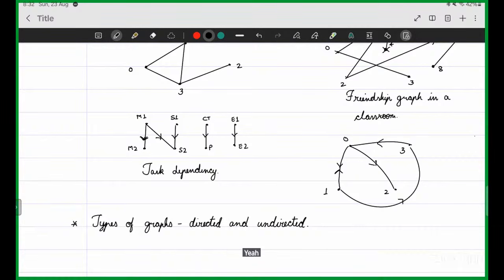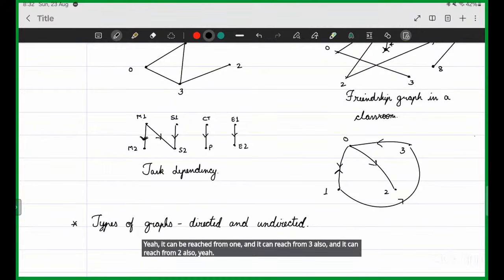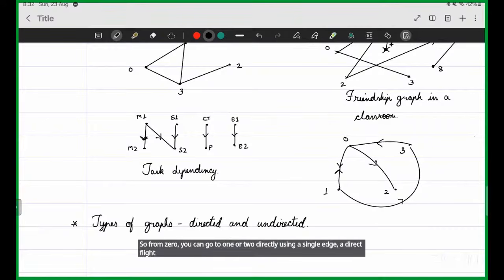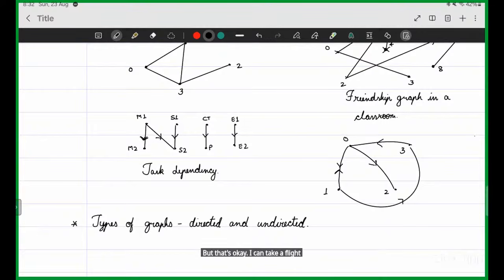Yeah, it can be reached from 1 and it can be reached from 3 also. And it can be reached from 2 also. So from 0, you can go to 1 or 2 directly using a single edge, a direct flight. But there is no direct flight between 0 and 3. But I can take a flight to 1 and then go to 3. So it is reachable.